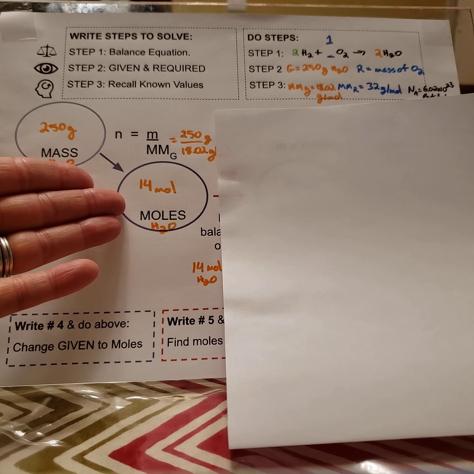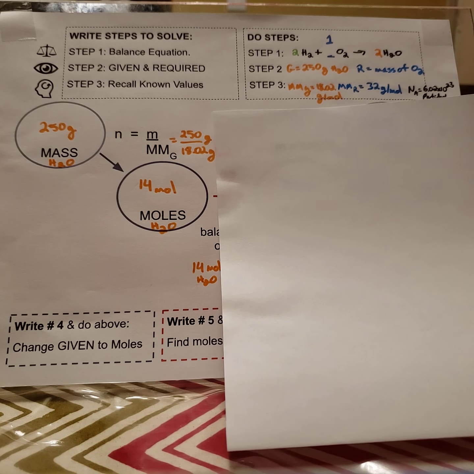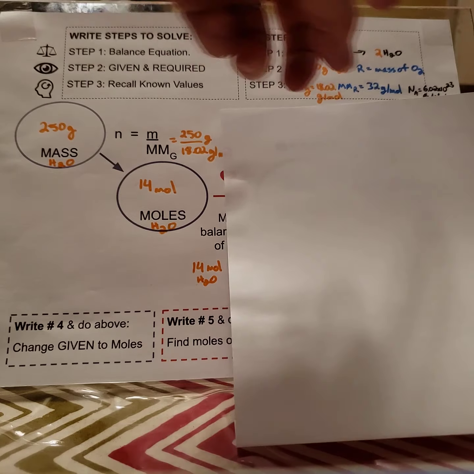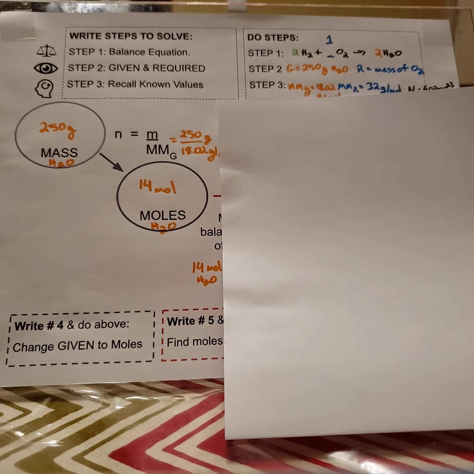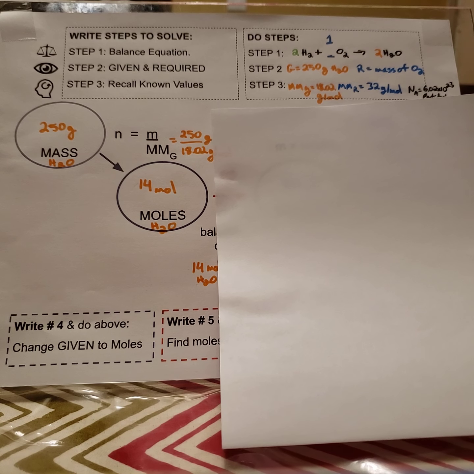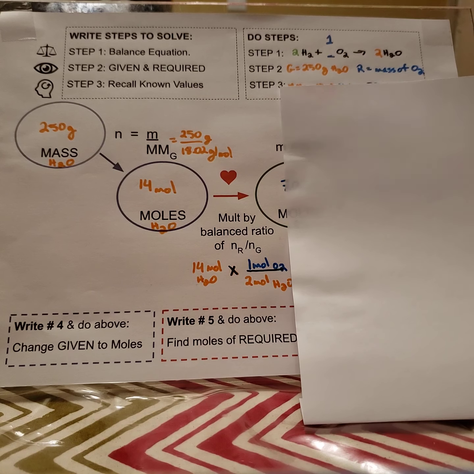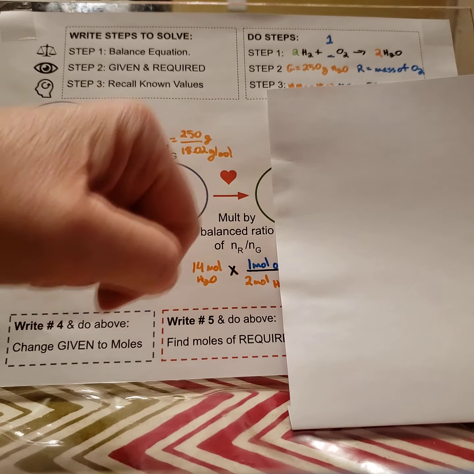We've got our 14 moles of water. Now what do we need? Well, we've got to get to the mass of oxygen. So we're working backwards in this case, from the product to the reactant. How much reactant did we have to put in? Now we've come to that heart again of the equation.